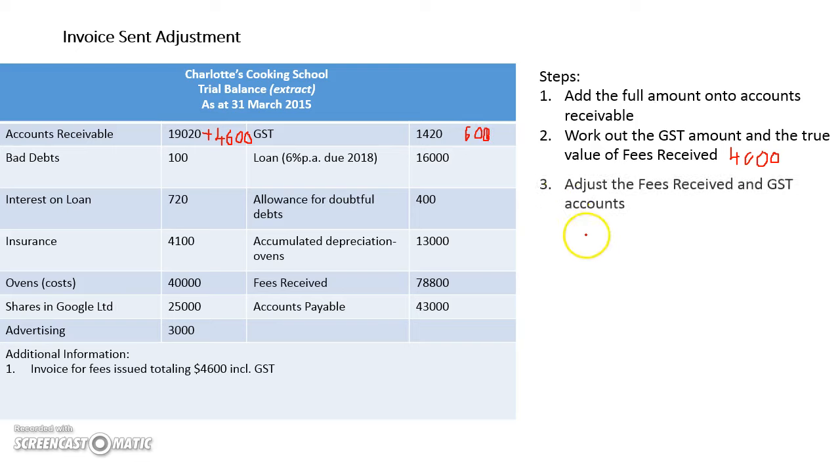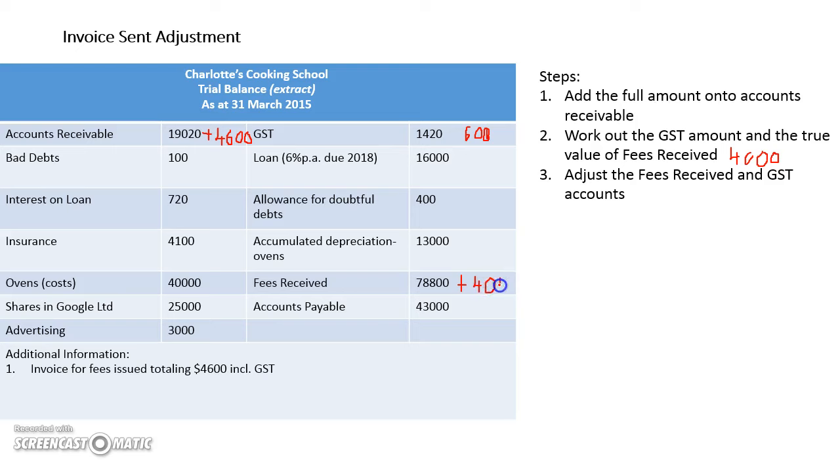The last thing we need to do is adjust the fees received and the GST accounts. So this $4,000, as I said, is the true value of fees received. We're going to find our fees received, here it is, and add that on. So add 4,000 onto there. Just like I always teach you, I leave GST till last to decide whether we're going to add or minus. Really simple in this case. We've added 4,600 onto here, we've only added 4,000 onto here, so this 600 must be added for it to balance.